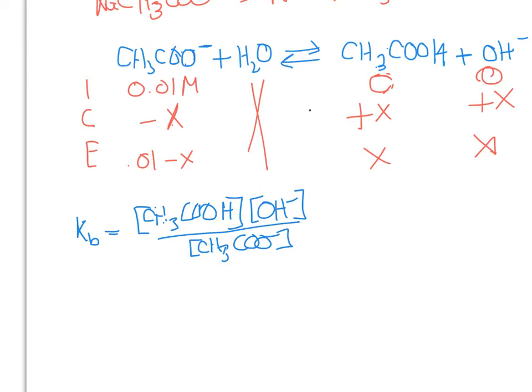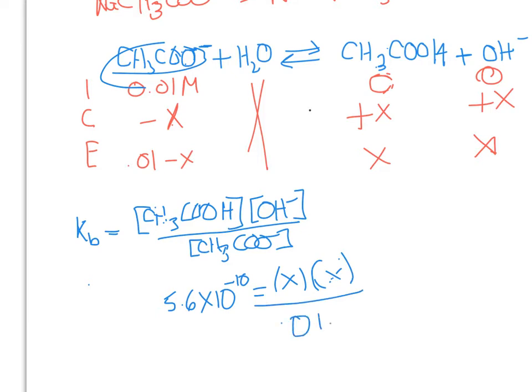And I would look up the Kb for my acetate ion. So that ends up being 5.6 times 10 to the negative 10th is equal to x times x over 0.01 minus x. When you solve for that, you will get that x, which is the hydroxide ion concentration, ends up being 2.36 times 10 to the negative 6 molar. And that's a 3 there, I'm sorry.